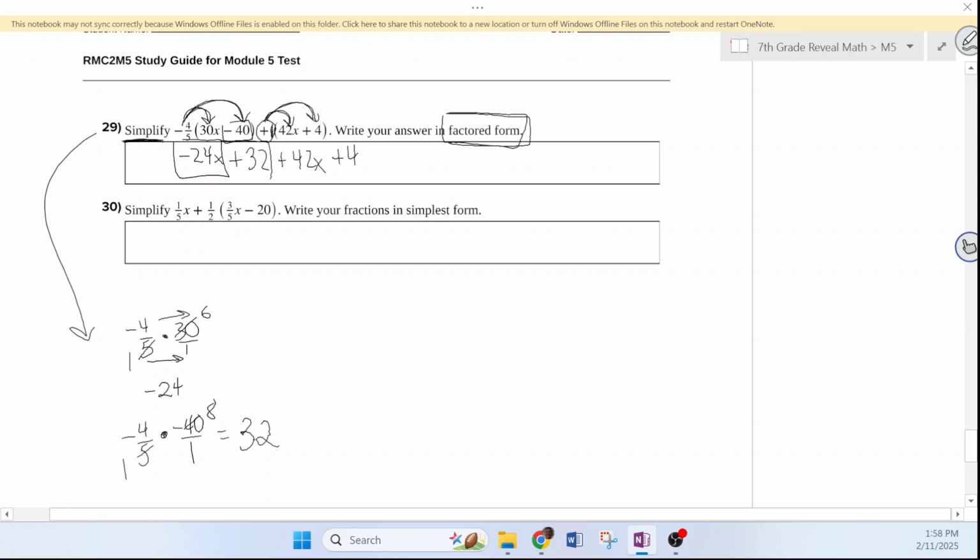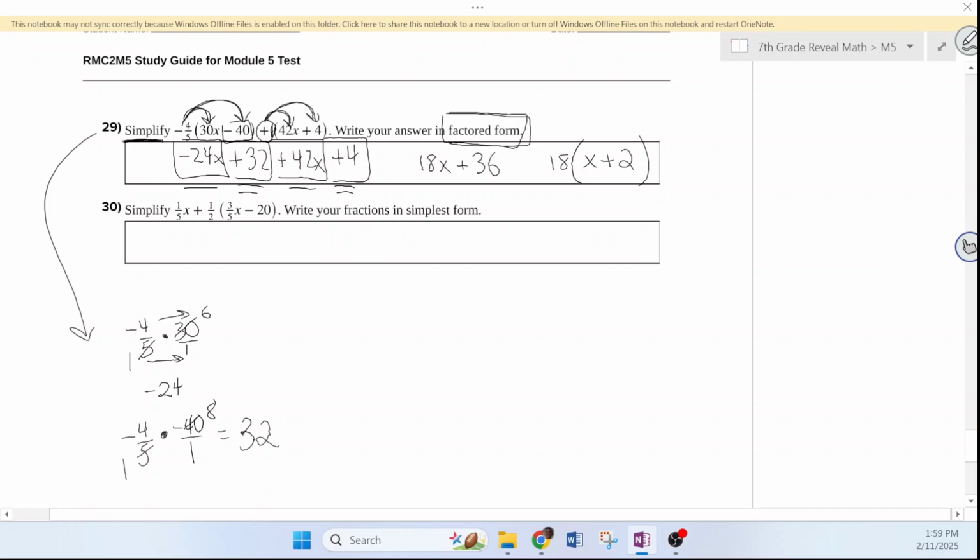Combine my like terms. I have a negative and positive term, so those are different signs, so I subtract, right? And I get 18x. And these two, I'm going to add those up. They're the same sign. Add and get 36. Now I'm ready for factored form. What goes into both of those, 18 and 36? If you said 18, you'd be correct. Oops, wrong way with my parenthesis. There we go. X plus 2.